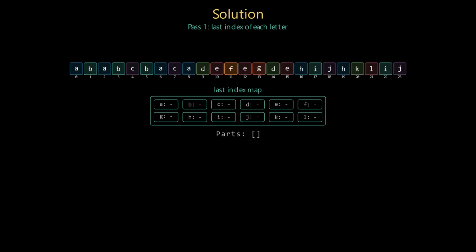The algorithm is just 2 passes over the string. Pass 1. Scan once and record the last index of every letter. Pass 2. Walk again. Stretch end to the latest finish line, and cut whenever the index meets end.